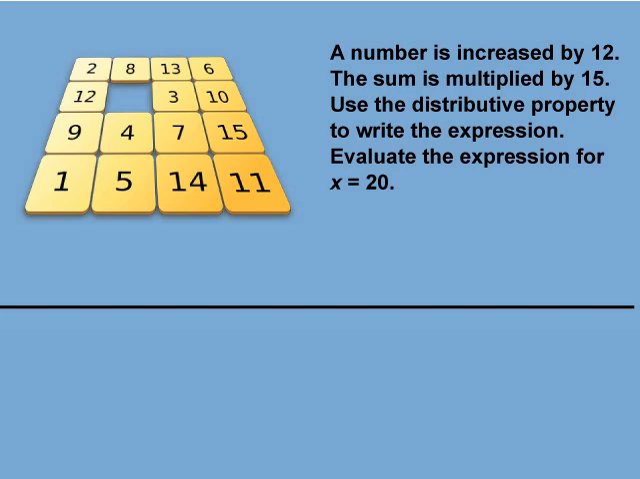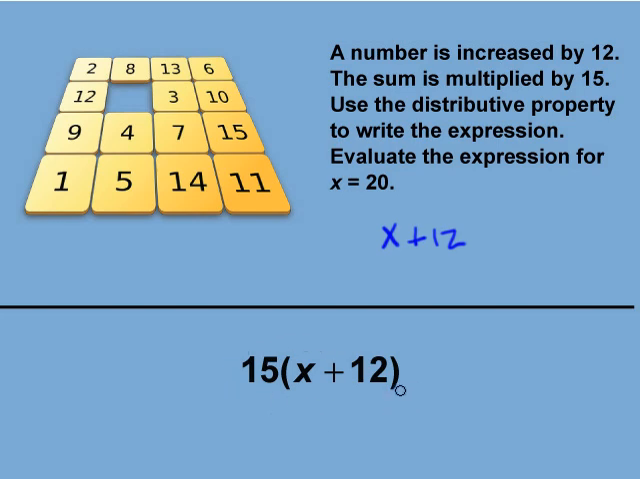Let's start with this part. A number is increased by 12. Since we don't know which number, we designate it as x. This number is increased by 12, so we write x plus 12. The sum, or the entire expression, is multiplied by 15. So we enclose the expression in parentheses and multiply the whole expression by 15, as shown here.